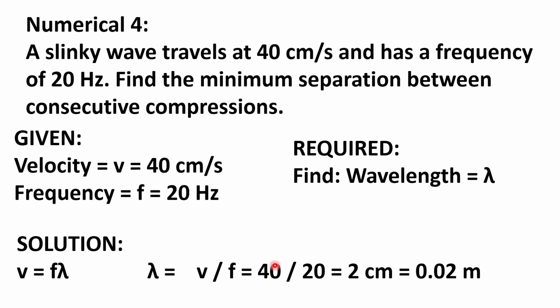As we know, v equal to 40 centimeter per second, and frequency is 20. So when we divide this, we obtain 2 centimeter, and when we convert this centimeter into meter, we divide by 100. So this will become 0.02 meter. So our answer, that is the wavelength, the minimum separation between consecutive compressions, is 0.02 meter.